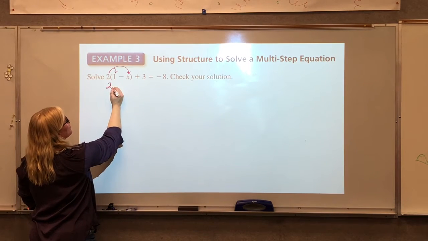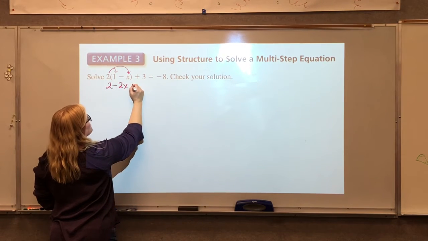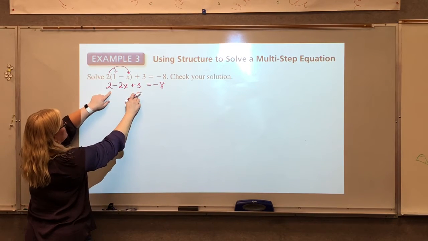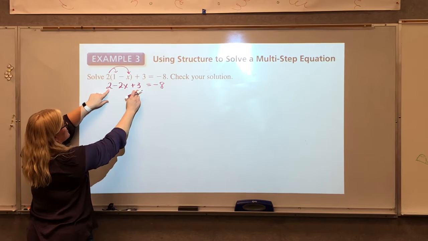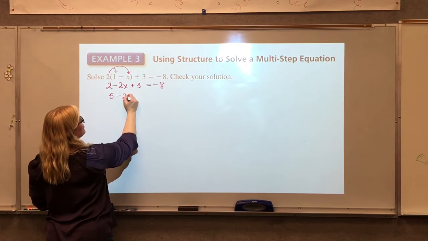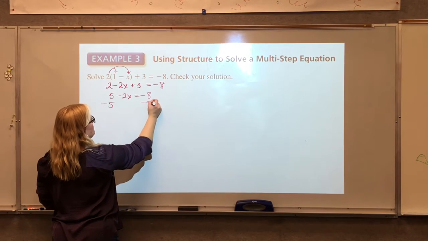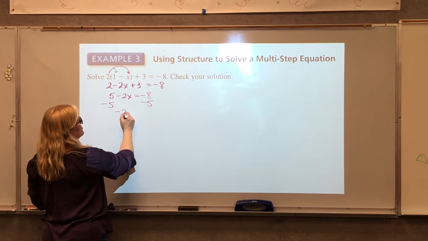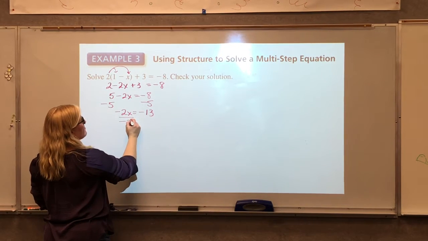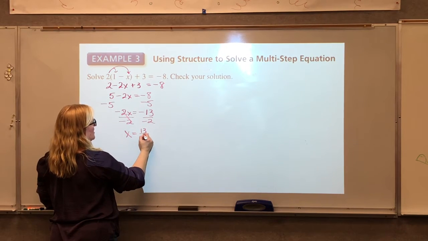2 times 1 is 2. And then 2 times negative x is negative 2x. And then I've got my plus 3 equals negative 8. And I can still combine like terms here. So I've got 2 and a positive 3. This is a positive 2 and a positive 3. So that's 5 minus 2x equals negative 8. And then I'm going to subtract 5 from both sides. And I get negative 2x equals negative 13. Divide by negative 2. And I get x equals 13 halves.